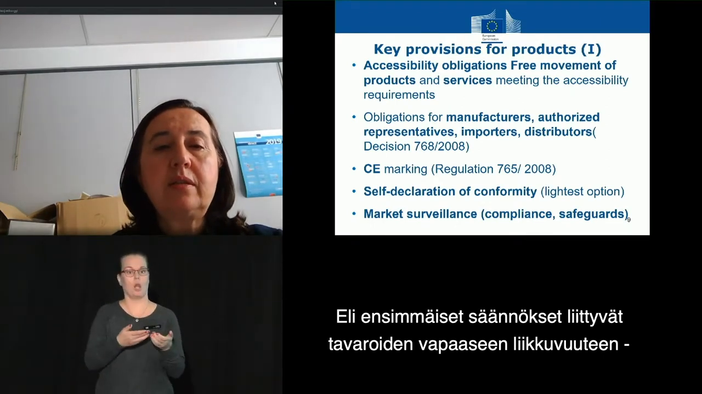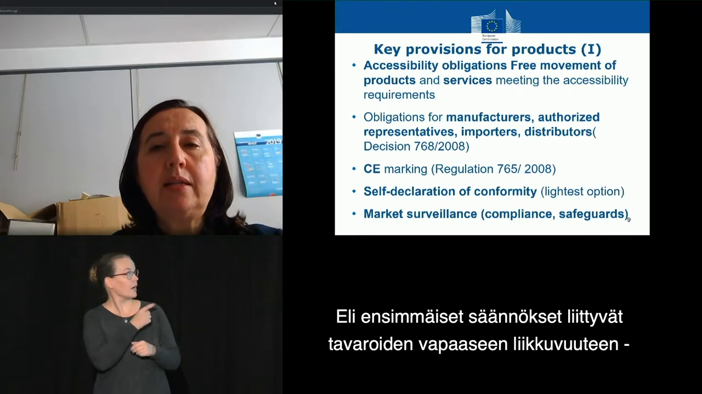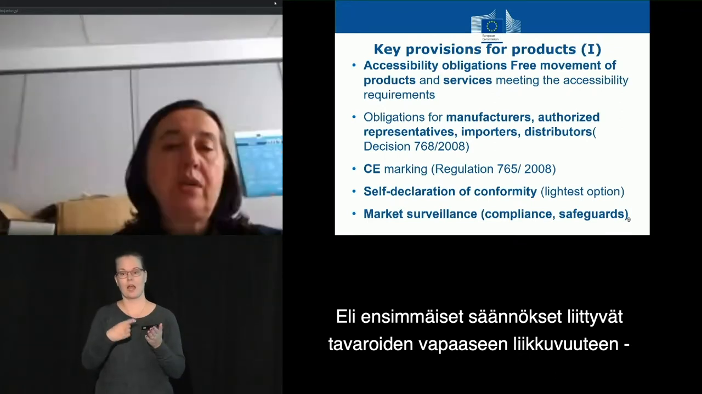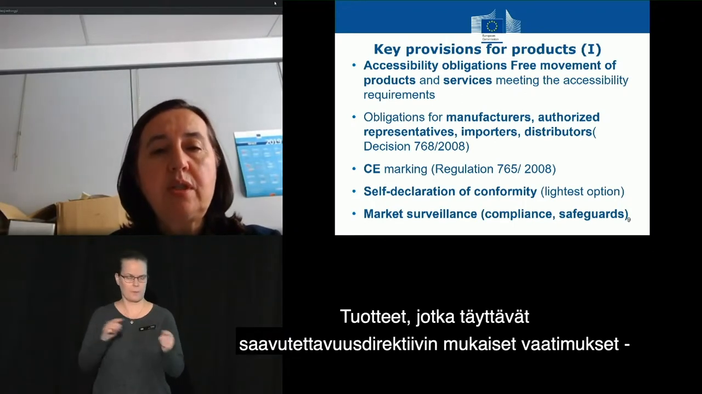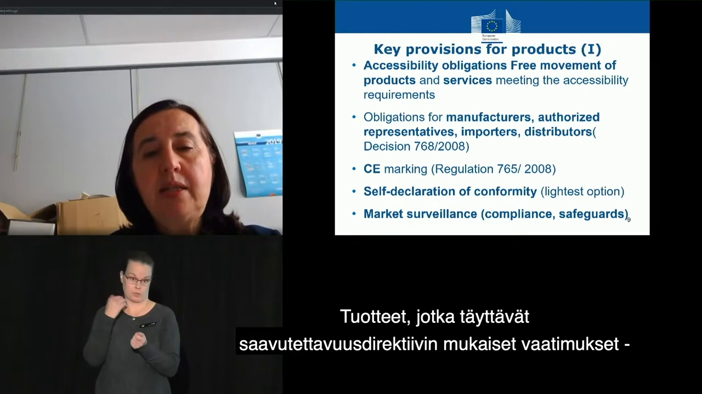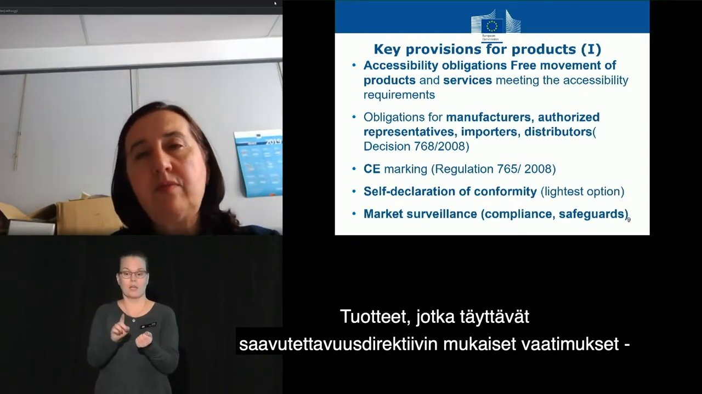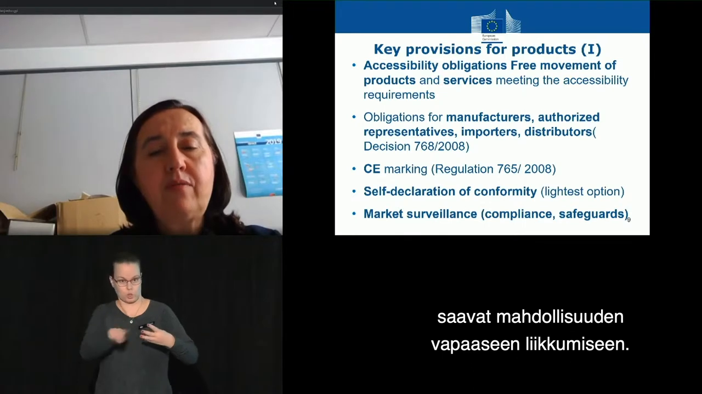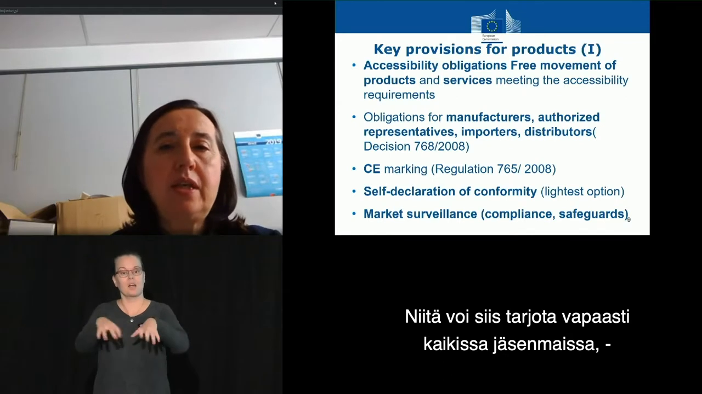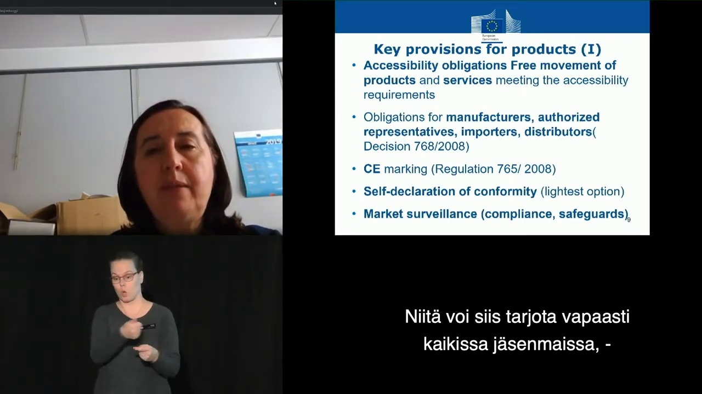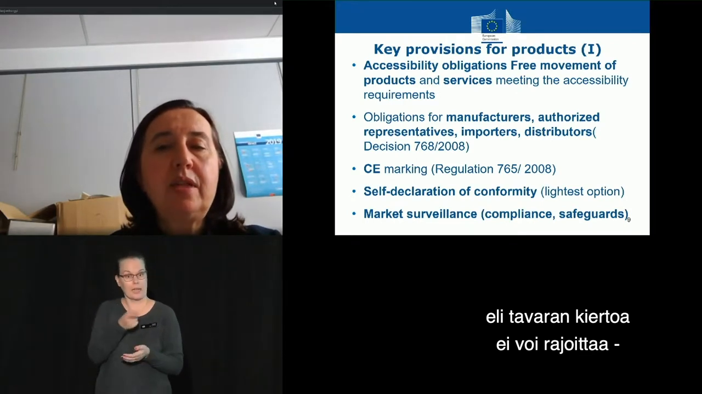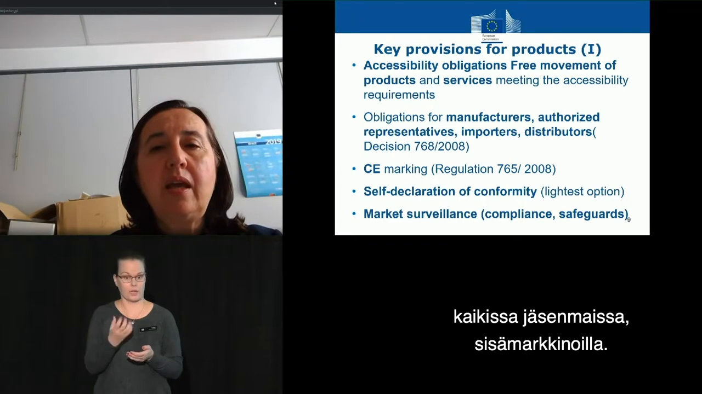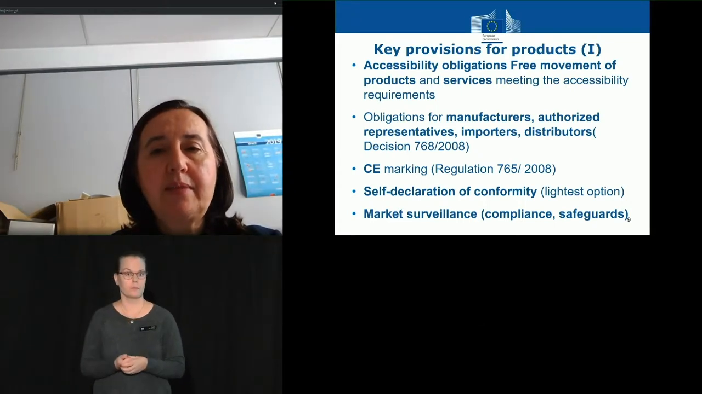So the first provisions relate to the free movement of products and also services. It will be the same provision on services. What does it mean? Products that fulfill the accessibility obligations of this directive will have the possibility of free movement, so to be offered in all member states freely, meaning that their circulation cannot be impeded in all the member states, in the internal market.